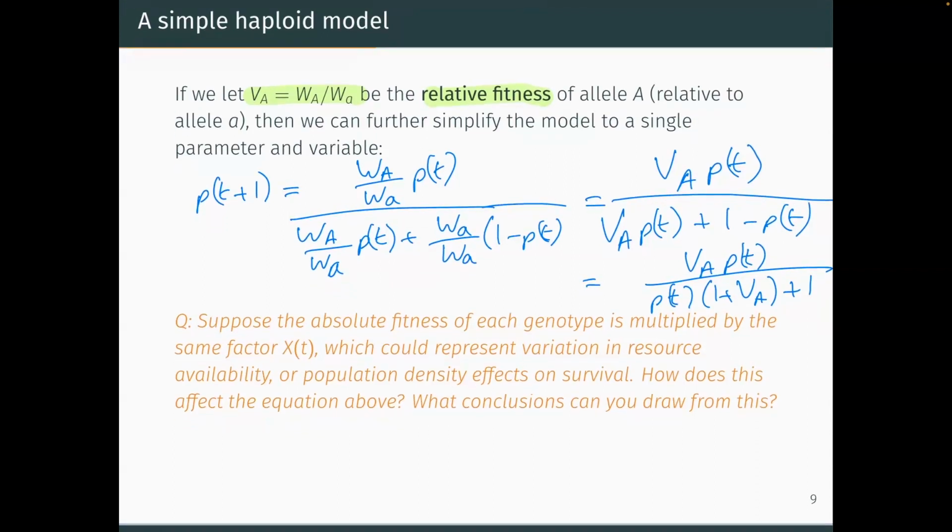So a little question here for you guys. Suppose the absolute fitness of each genotype, so our W sub A's, is multiplied by some same factor. Let's call this X in generation T. So this is some time varying thing.